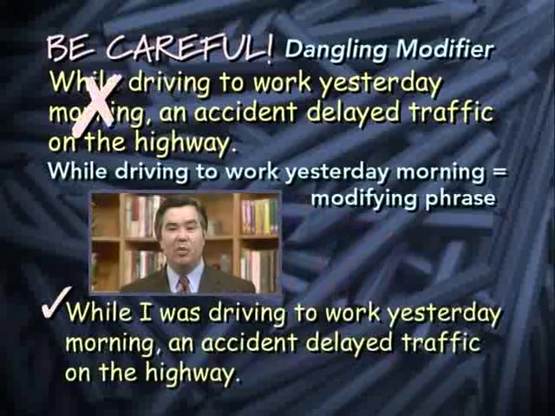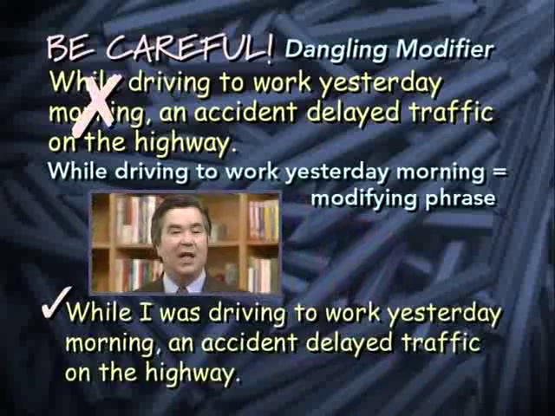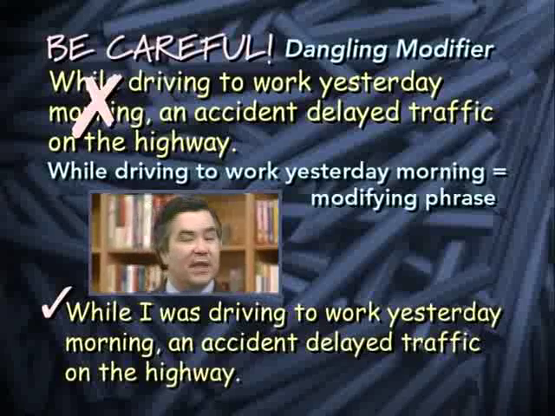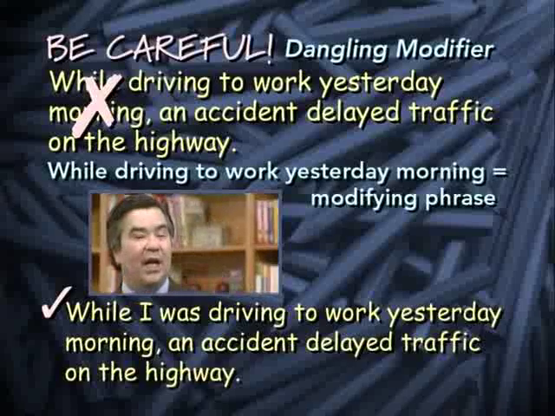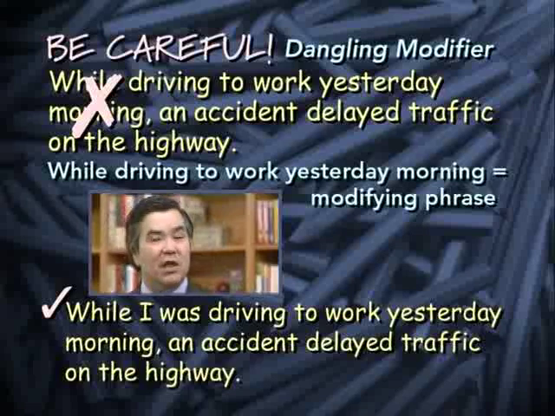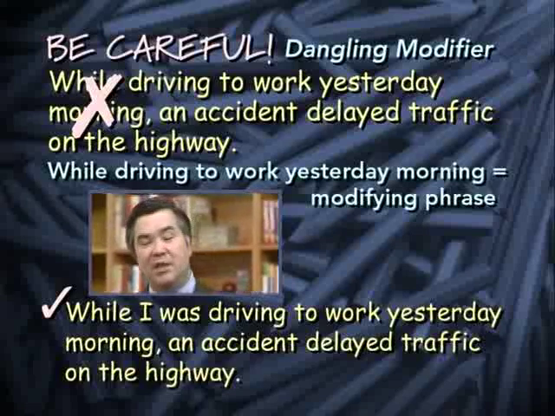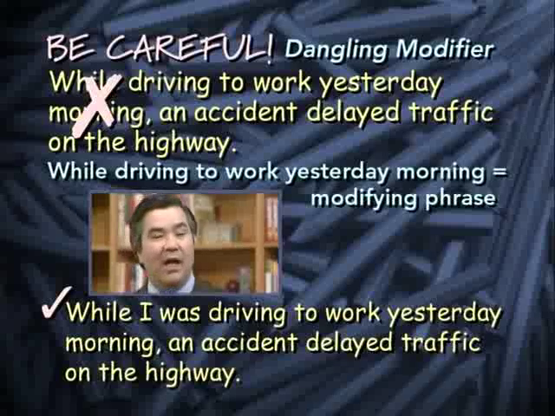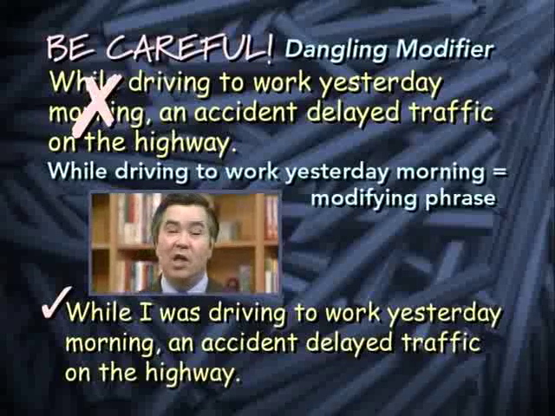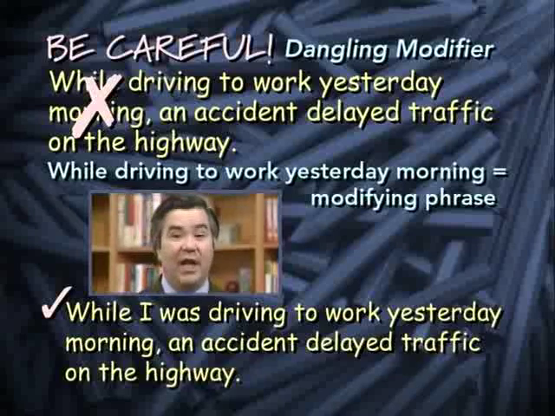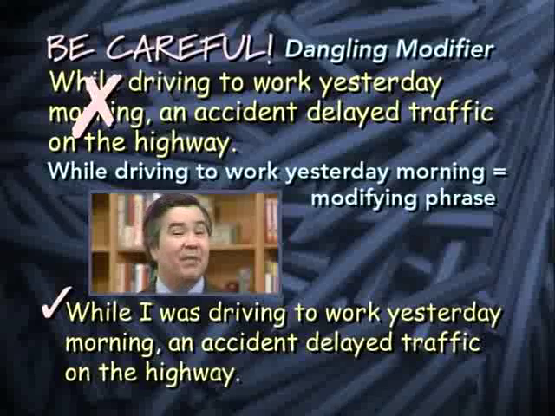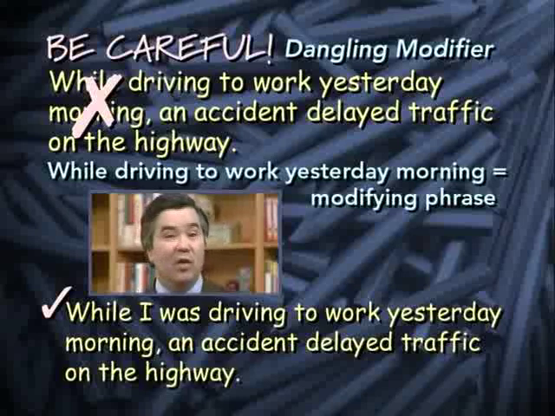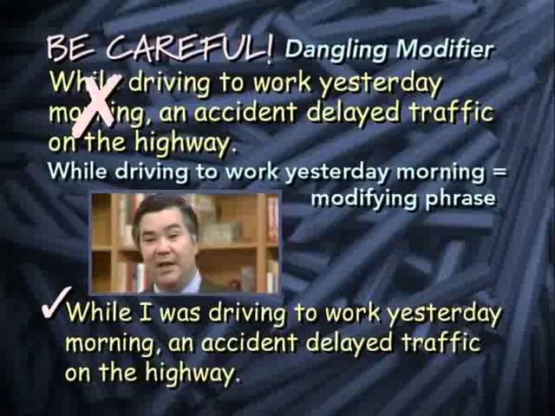While I was driving to work yesterday morning, an accident delayed traffic on the highway. Notice that we've now taken the modifying phrase, while driving to work yesterday morning, and turned it into a clause with the complete subject and verb, I was driving. While I was driving to work yesterday morning. Notice that it's no longer unclear who is being referred to in that phrase, driving to work yesterday morning. Now, it's obvious that I'm the one who is doing the driving. And therefore, turning this into a subordinate clause makes it perfectly clear and solves the problem of the dangling modifier.